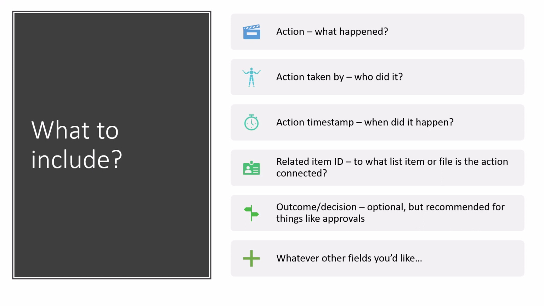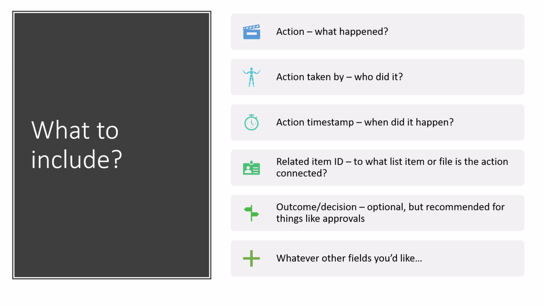The related item ID, and this is really, really important to have, because basically you want to be able to tie all of these actions back to the thing to which they are connected. So in our case, we're going to submit a form. It's creating an item in a list, so it's the internal ID number of that item that we're going to use as the related item ID, so that later we can do things like create a filtered list of the audit log list to show only the entries related to that item.